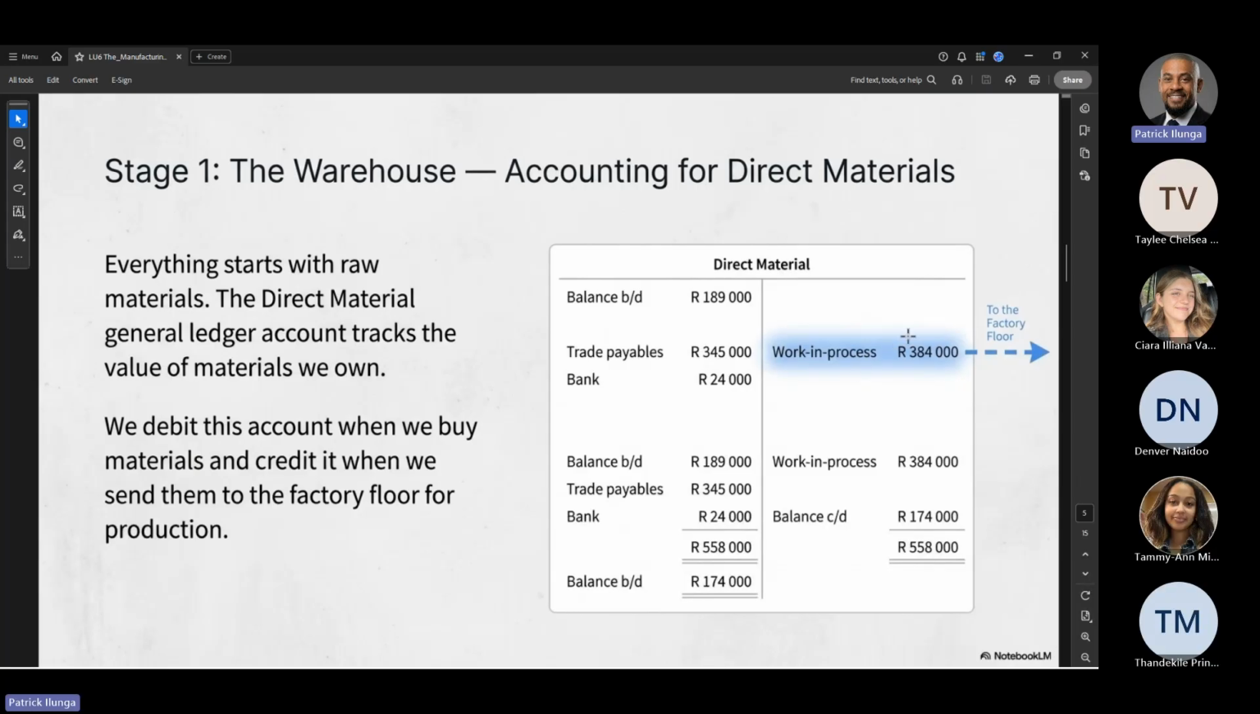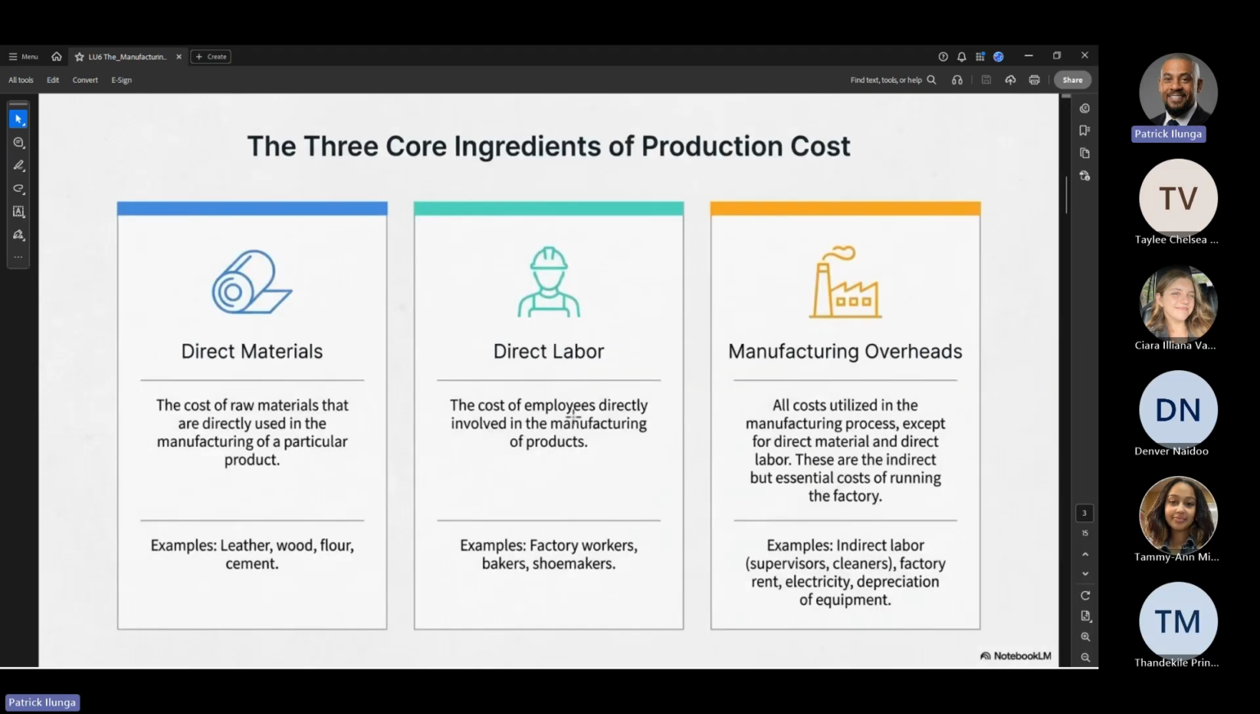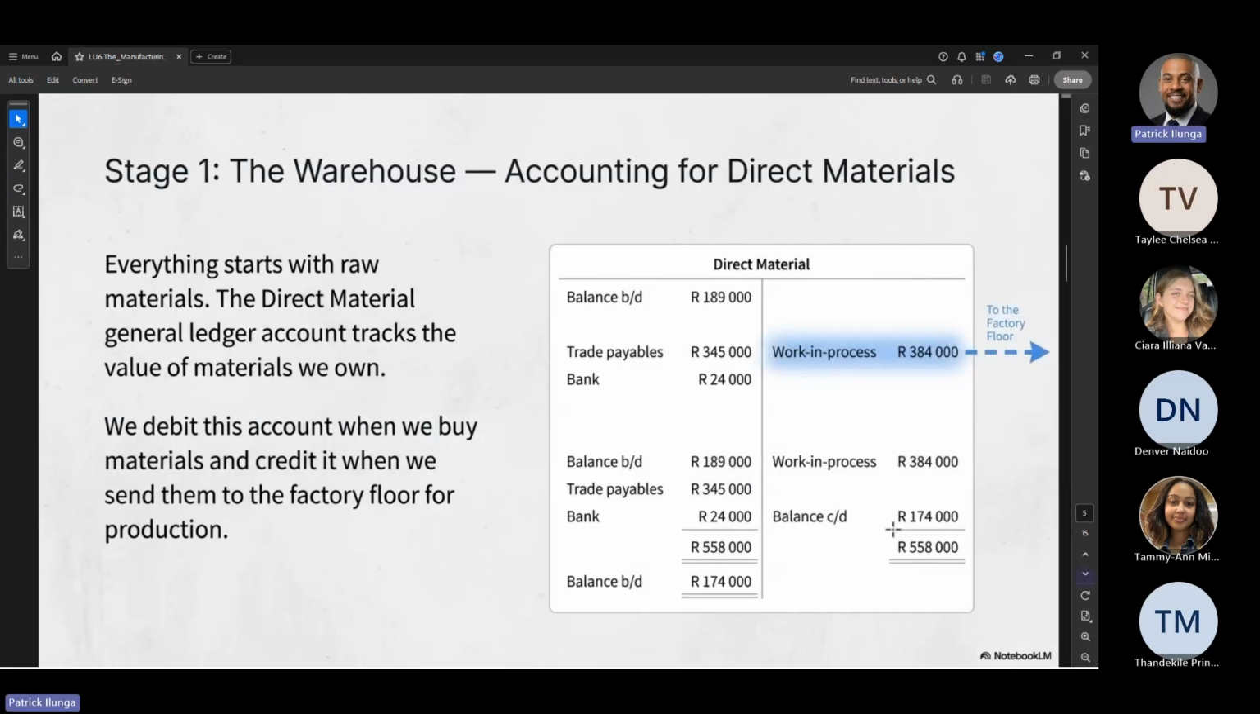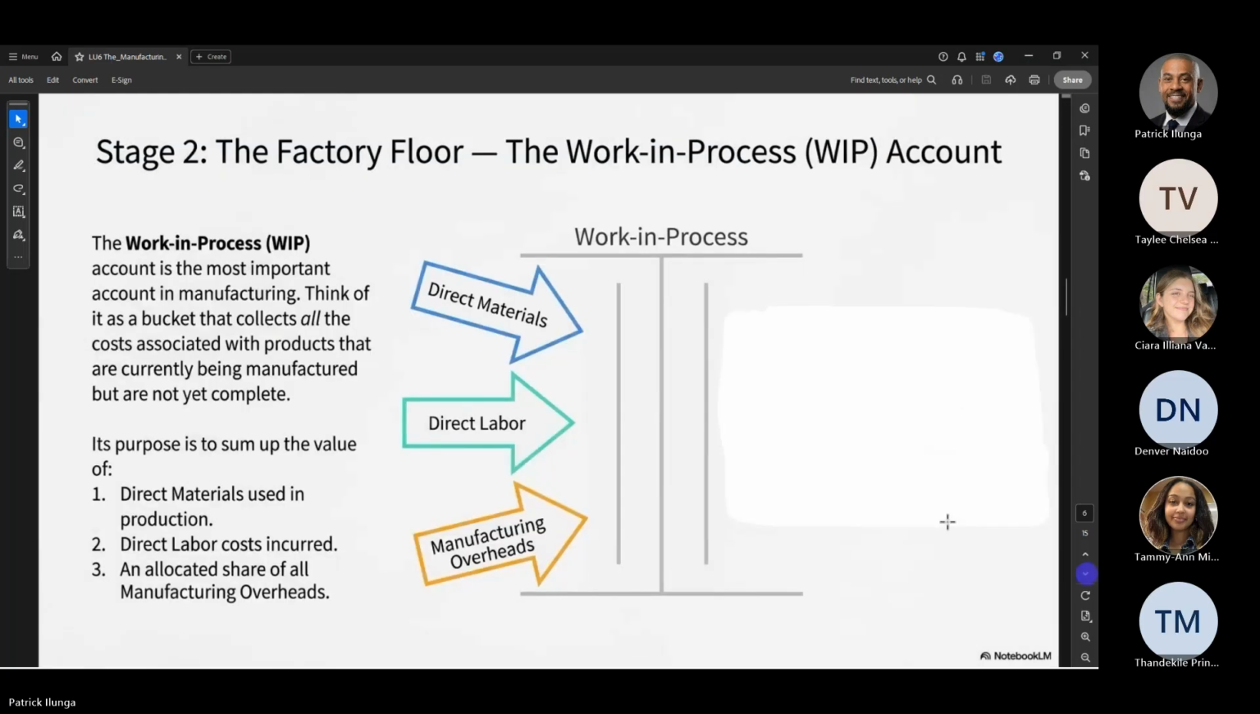But this will be the work in process. So on your right-hand side, you will have what we're going to send to the work in process. Remember, material came in, material will go out into the work in process. Labor came in, labor will go out into the work in process. Manufacturing overhead came in, manufacturing overhead will go out into the work in process. Trust it makes sense.